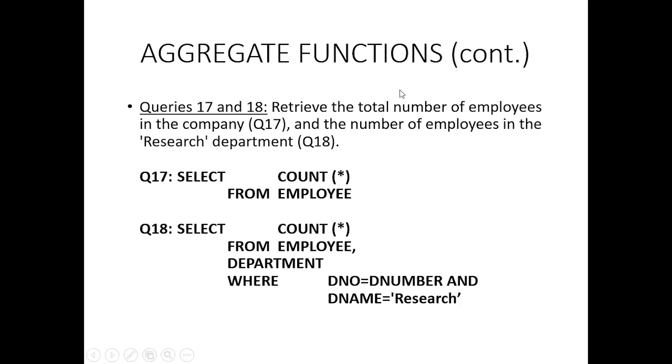Next query: retrieve the total number of employees in the company. We can write it like this: select count star from employee. That will return all the tuples, so it will count all the tuples. Then it will return the total number of employees from the employee relation. And the number of employees in the research department: count star from employee and department where DNO equal to D number and D name is equal to research. So we need to get the total number of employees in the research department.